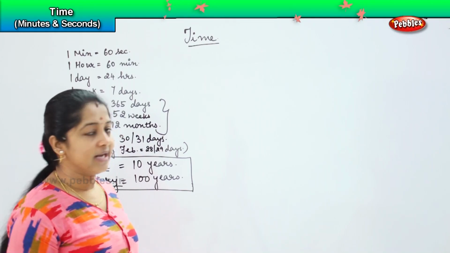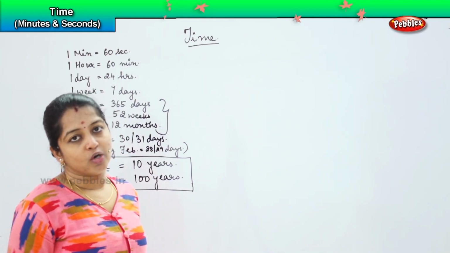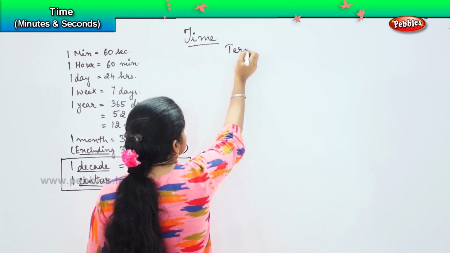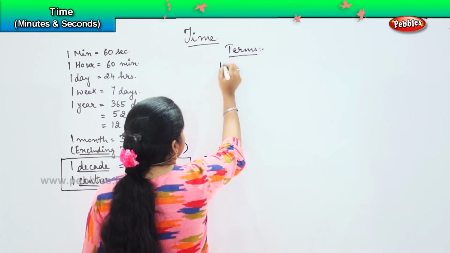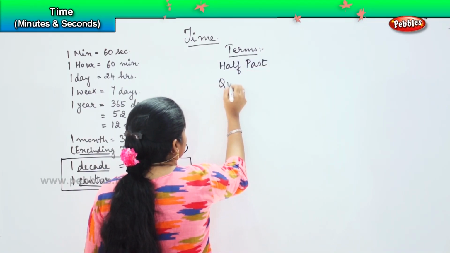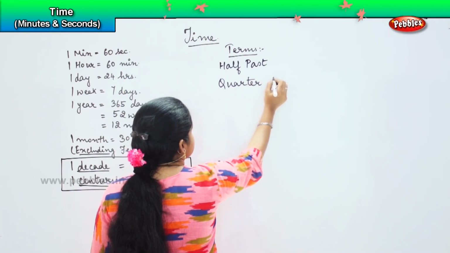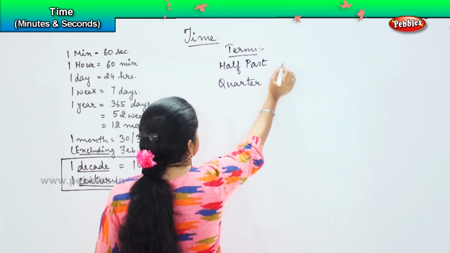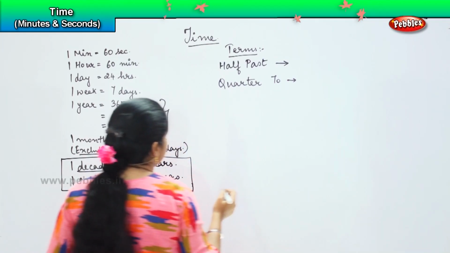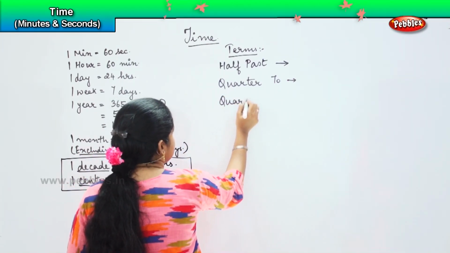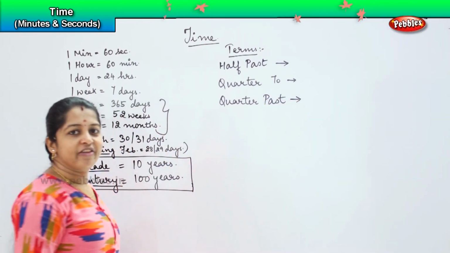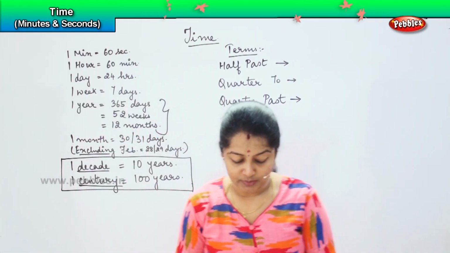So now, before beginning the sums, I just want to recap what we have learnt in our previous classes. So here you would have heard the terms like half past, quarter to, okay, and then quarter past. So these terms you would be familiar with in your previous classes as well, right?